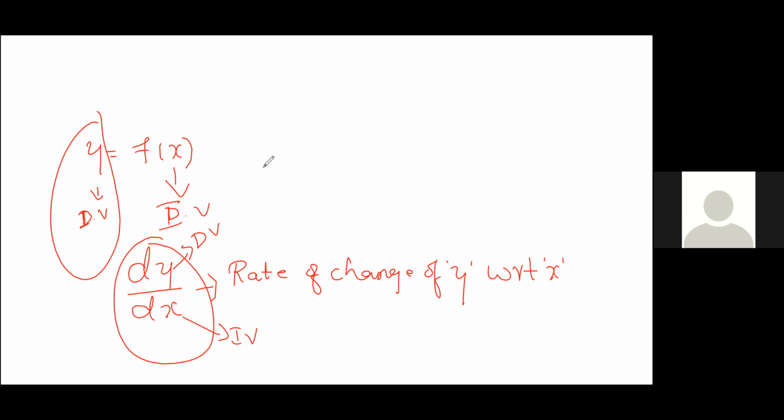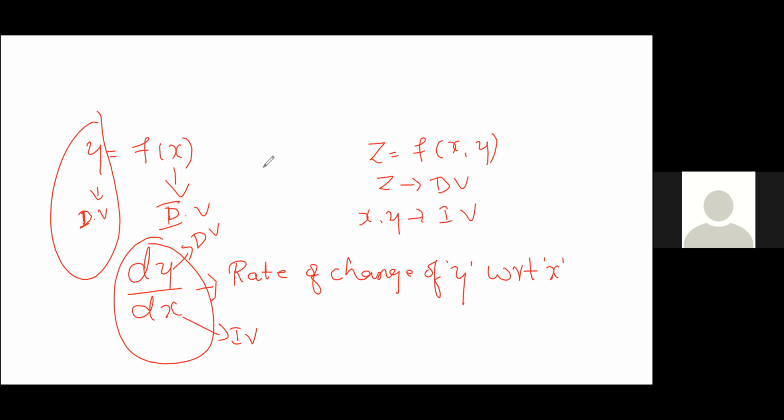So now I'll consider one more equation. Say z equals f of xy. In this one, which is the dependent variable? Z equals f of xy. Which is the dependent variable? Z is the dependent variable, sir, and x and y are independent variables.